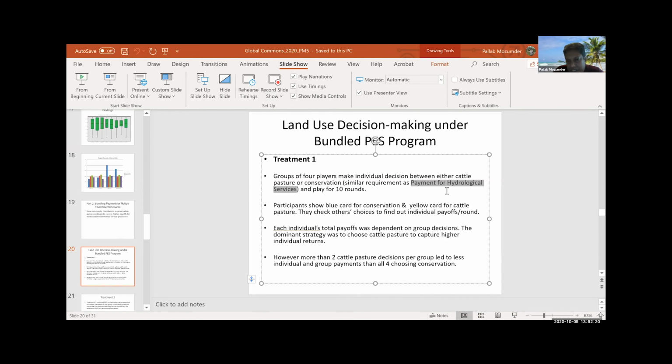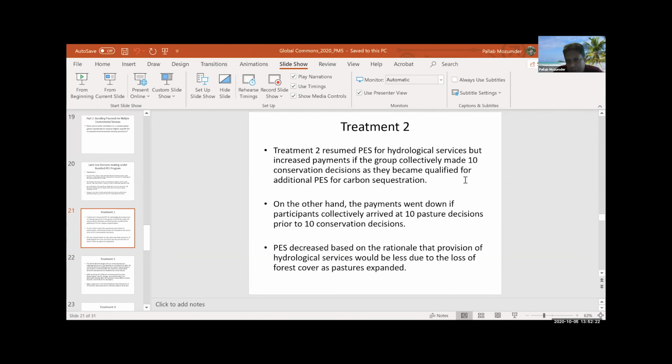In the next treatment, we say that if you do 10 rounds of conservation, you will become eligible for another PES, which we'll call carbon sequestration. If you do conservation, you do not cut the trees, the trees get bigger and so on, that stores carbon, and that makes them eligible for a different PES. On the other hand, if they continue cattle grazing and that degrades the land quality, their payment goes down. So that's another bundling mechanism that we implement.